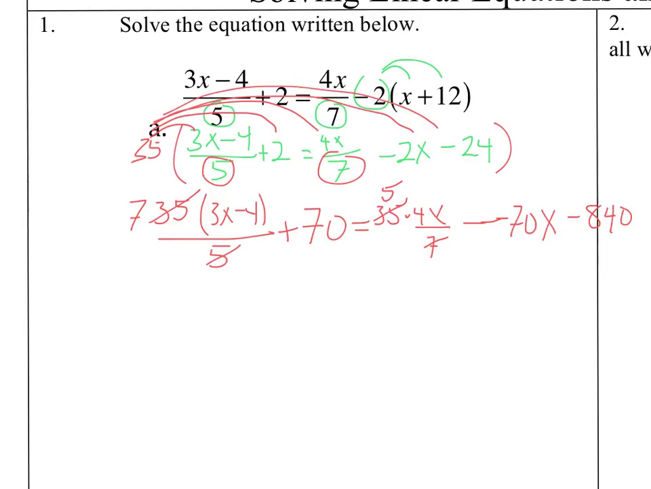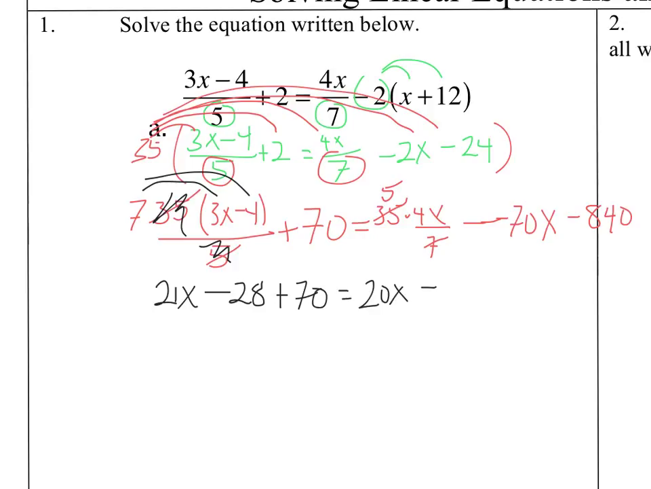So here we've gotten rid of some of this stuff. My 35 and the 5 are gone, so we get 7 times 3x is going to be 21x. 7 times minus 4 is going to be minus 28 plus 70 equals 5 times 4x is going to be 20x minus 70x minus 840. Let's combine some like terms. 20 minus 70 is going to be negative 50.